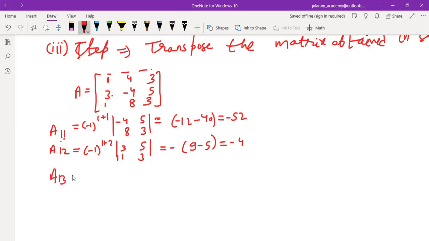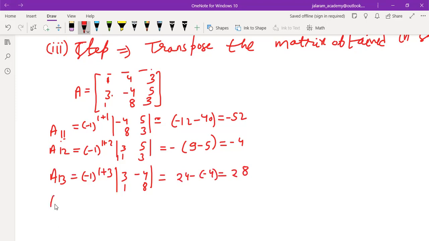Similarly, now we find A13, the determinant obtained by deleting first row, third column, and it will be multiplied by minus 1 to the power 1 plus 3. First column is 3, 1. Second column is minus 4, 8. Let's check once more. First row, third column, 3, 1, minus 4, 8. So it is positive. 3 8s are 24 minus 4. So it will be 28.